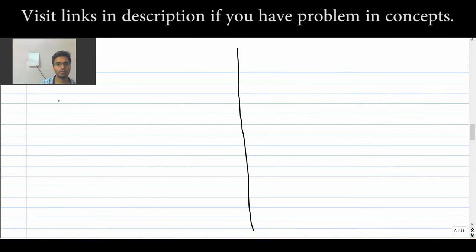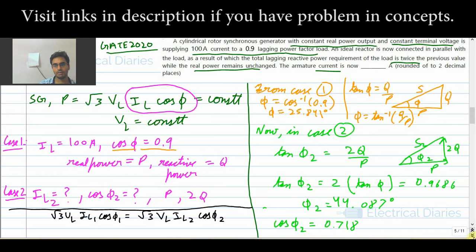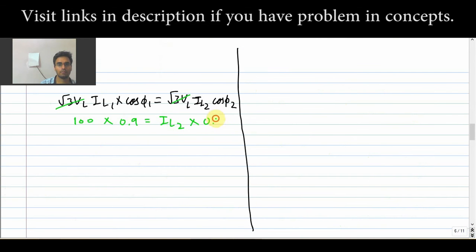So you will cancel the root 3 VL IL1 cos phi 1 is equal to root 3 VL IL2 cos phi 2. Okay, so root 3 VL will cancel out. IL1 is given to us as 100. Cos phi 1 is 0.9. IL2 I have to find out, and cos phi 2 I have found out previously. It is 0.718. So on solving this, you will get your IL2.